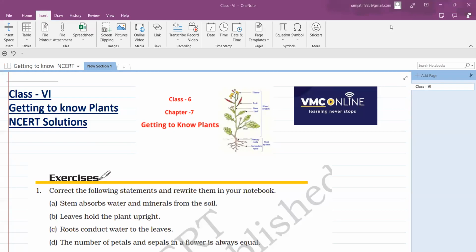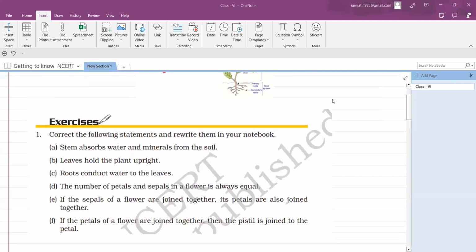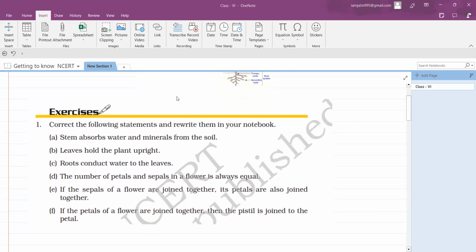Hello, my dear students. So today we are going to discuss the NCERT solutions of Getting to Know Plants. Okay, so let's start. The first question is: correct the following statements and rewrite them in your notebook. The incorrect statement is given and we have to write the correct statement.